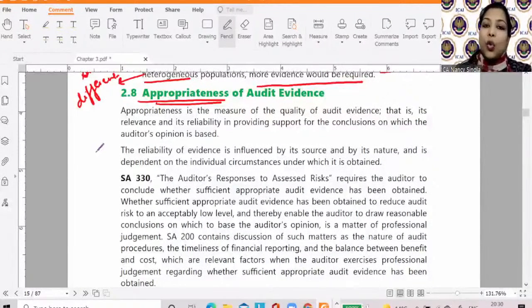It is influenced by source and nature. Source can be external, internal and external, and nature can be visual, documentary or oral. Okay, and we have seen that any external audit evidence is more reliable. Internal is reliable if the controls are effective. Then you saw that documentary is more reliable as compared to oral. Originals are more reliable, and if you have obtained that audit evidence directly as an auditor, that is more reliable.